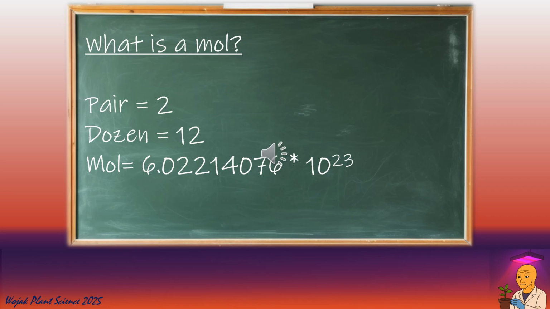So a mole is basically just a number. We have a pair, that is 2. We have a dozen, that is 12. And a mole is 6.022140076 times 10 to the power of 23. So basically, it is a very, very large number.